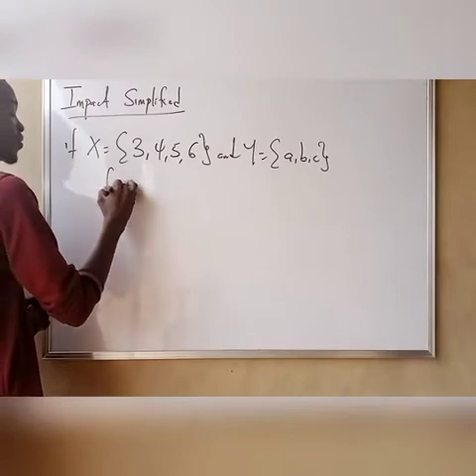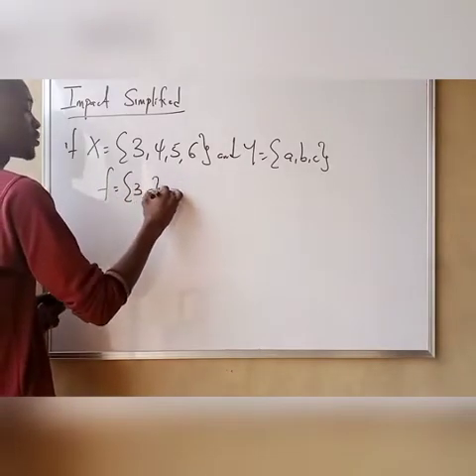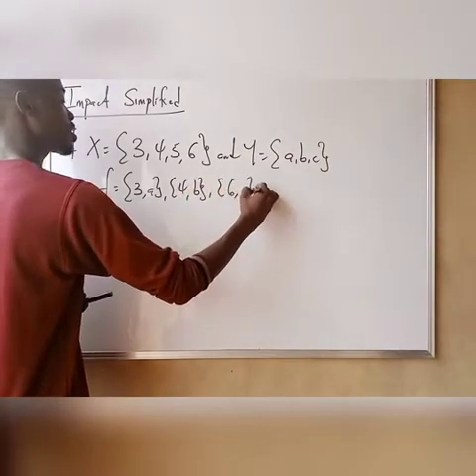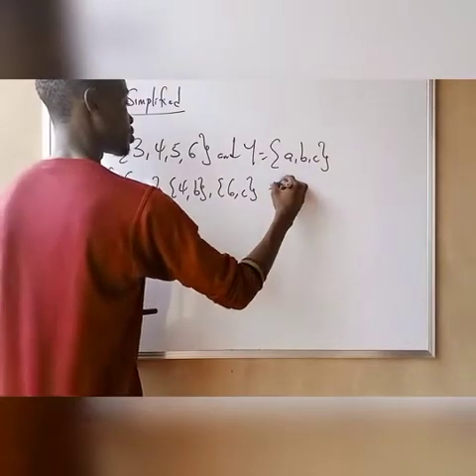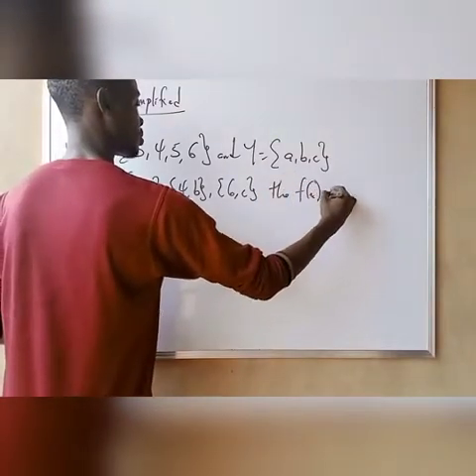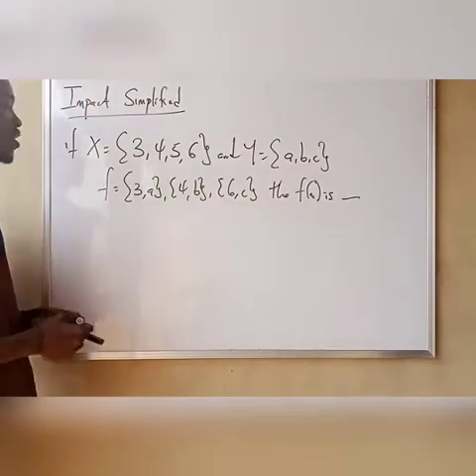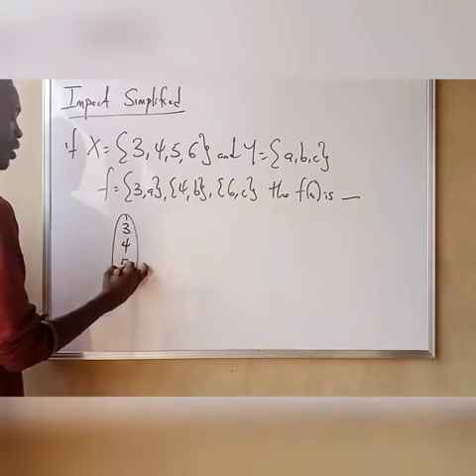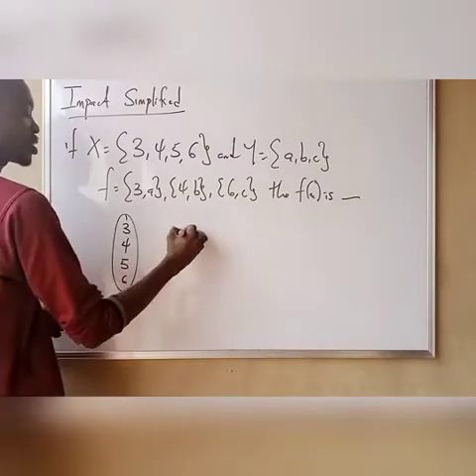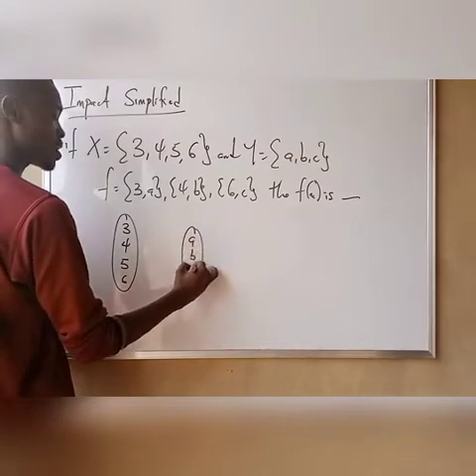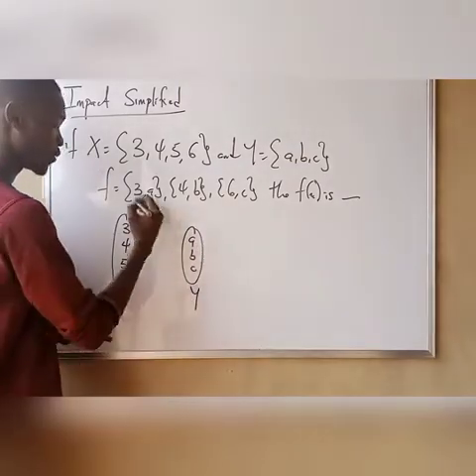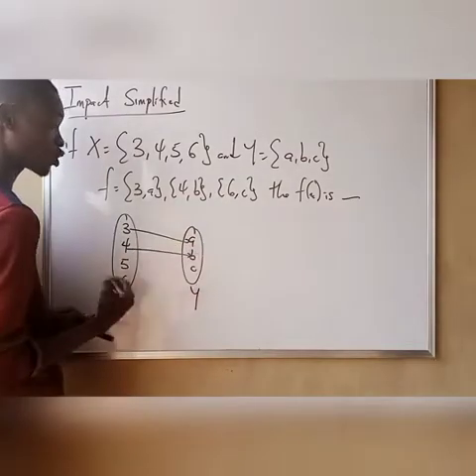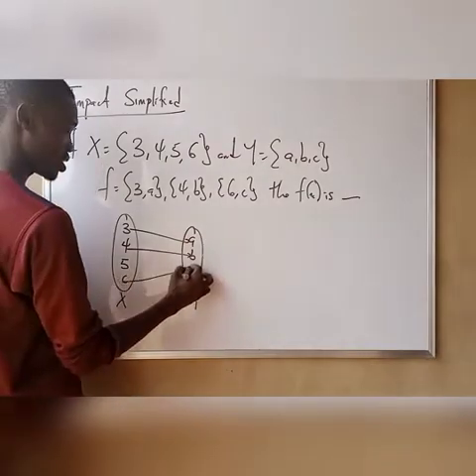They said f is equal to 3 to A, 4 to B, and 6 to C. Now they said the function is dash. So let's look at this graphically. What is your input variable? Your input variable is the domain, and that is 3, 4, 5, 6. And what is your output variable? A, B, C, which is your codomain. Now they said you should link your 3 to A, your 4 to B, and you should link your 6 to C.